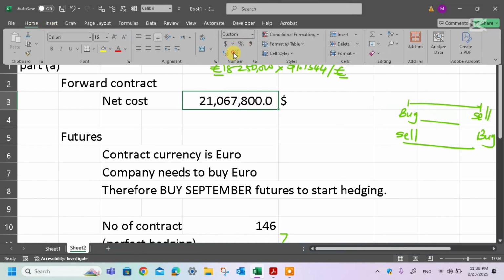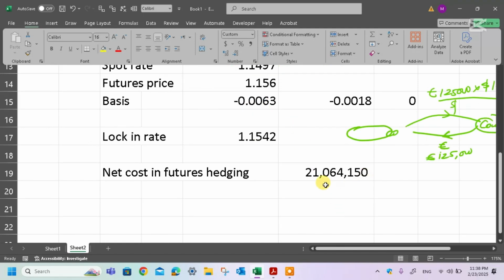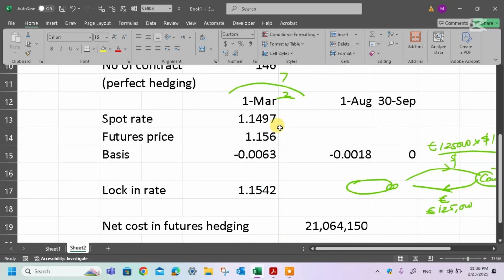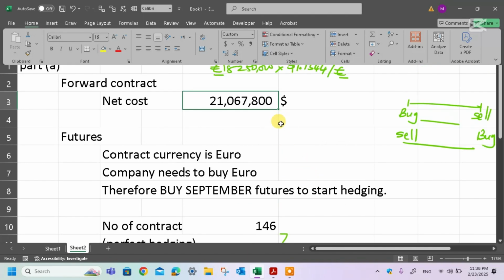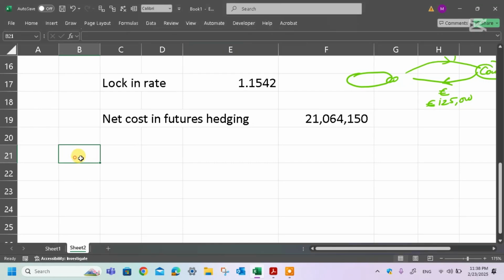How much was it here? 21 million. You must get quite close answers. If you get massively different answer, you must understand you made some mistake somewhere. You can double check your working. So it's quite close. 21,67,800. Yeah, 64,150. Around 3,650 difference. That's fine. Futures. Let's go to options now.